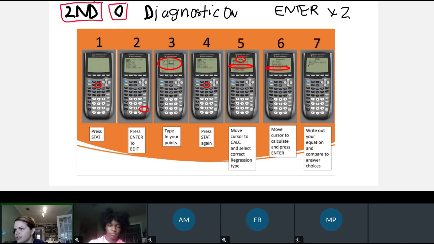So first you're going to hit the stat button on your calculator. And then it will bring up where it says edit, and you're going to go ahead and hit enter because you're going to edit your list. So go ahead and hit enter. All right, so then it gives you L1 and L2. Yep, okay. So type in your numbers for L1, type in your numbers for L2.